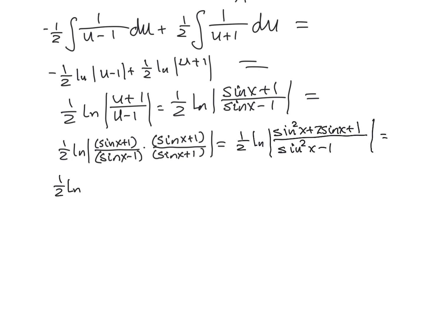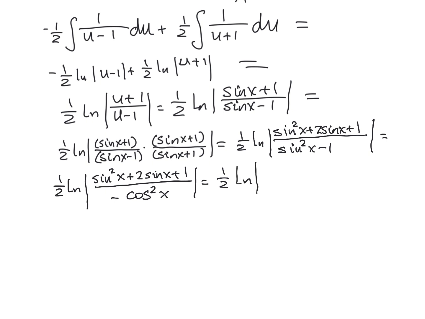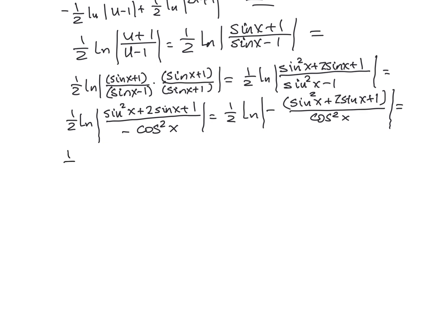Sine squared x minus 1 in the denominator can now be written as negative cosine squared x. Let's rewrite this as 1/2, pull the negative in front, ln of negative, and then we have in the numerator sine squared x plus 2 sine x plus 1 over cosine squared x. Now, the absolute value will absorb that negative in front, and we can just remove it, so it's 1/2 ln absolute value of sine squared x plus 2 sine x plus 1 divided by cosine squared x.